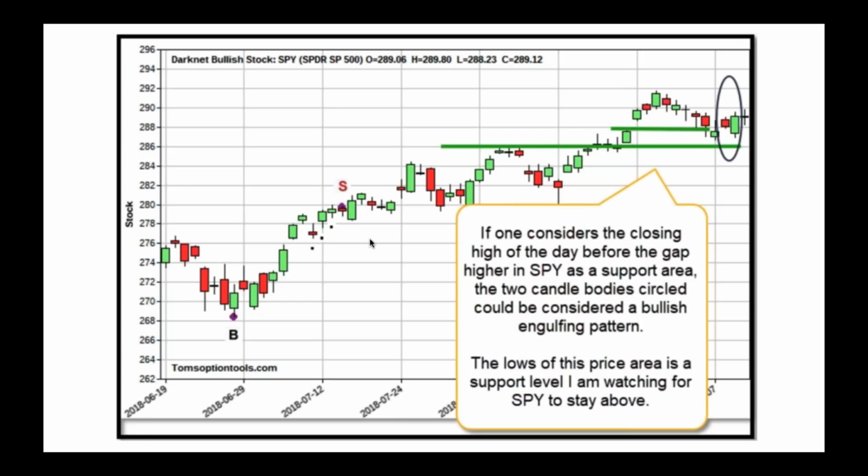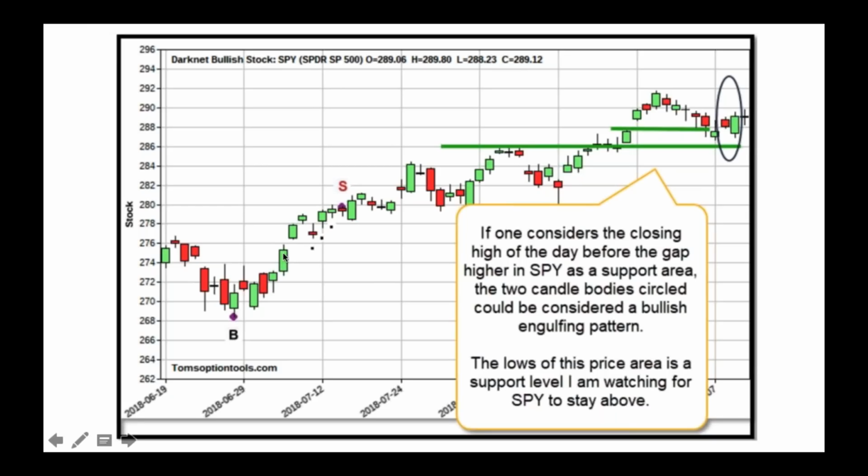We'll see where the rest of the week turns out, but we're sticking above those support lines as we're moving in that direction. If we have something that pops up, like, for instance, we had a Darknet buy signal on SPY. That was near the end of June. That was at a level of about 269.